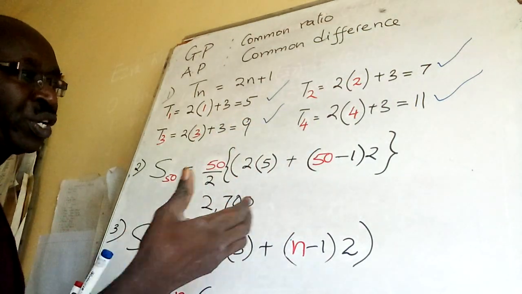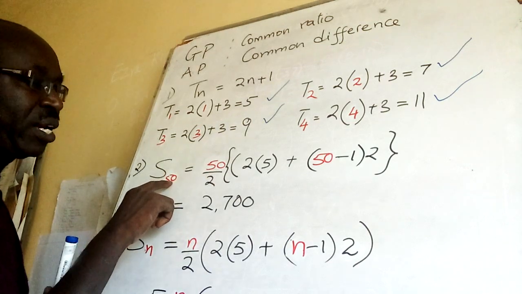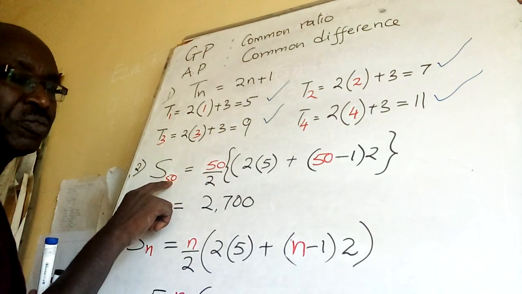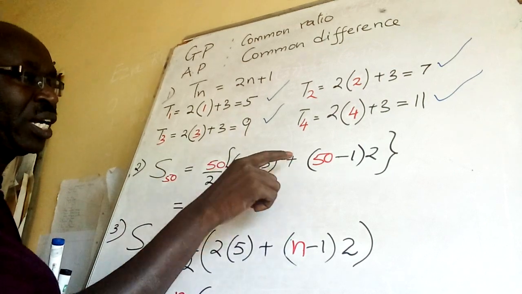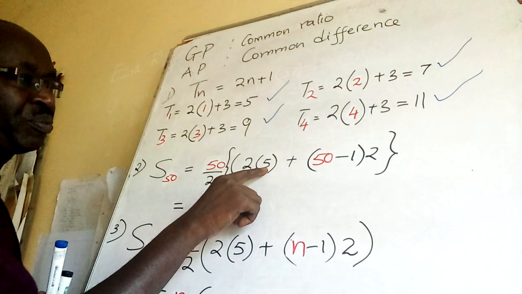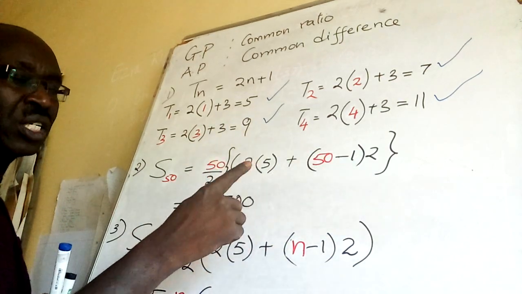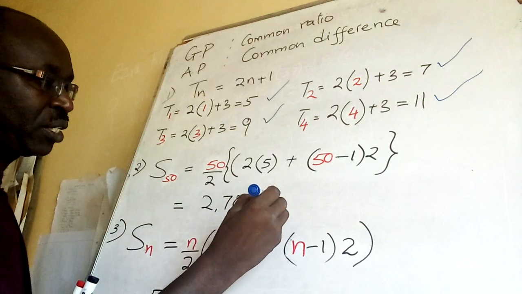So we substitute in the formula. Where there is n here, we put 50. So everywhere there is n, we put 50. The first term is 5, and our common difference is 2. So compute this, and then you will get that.